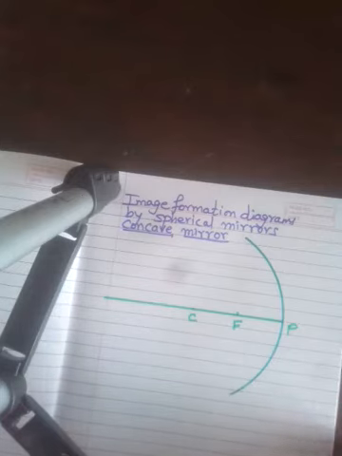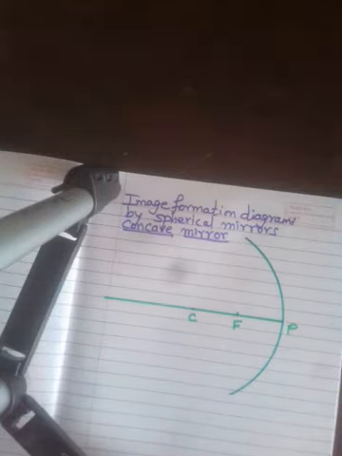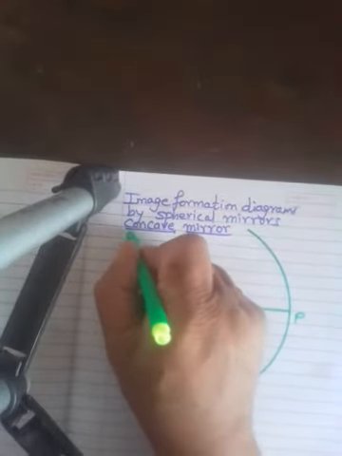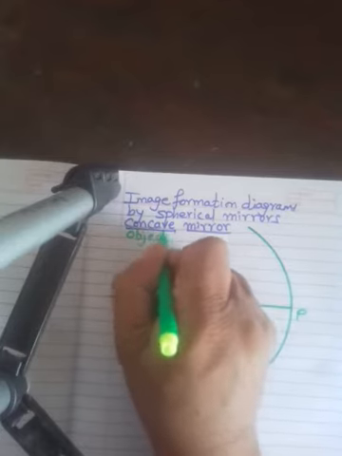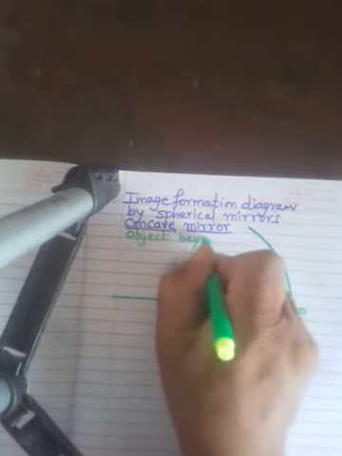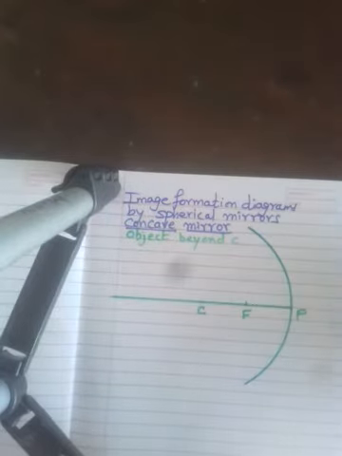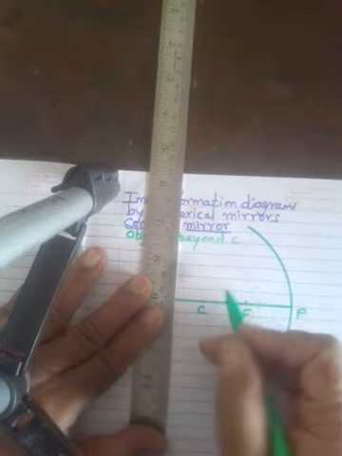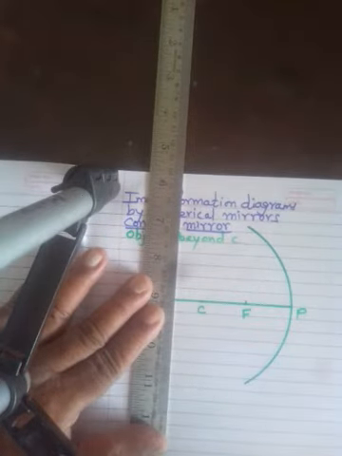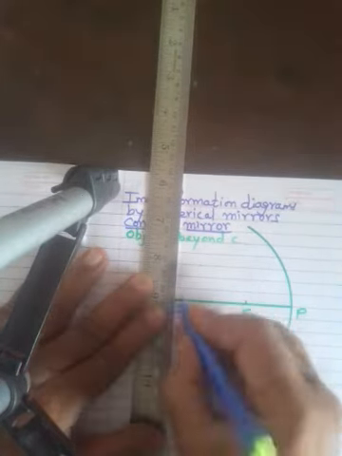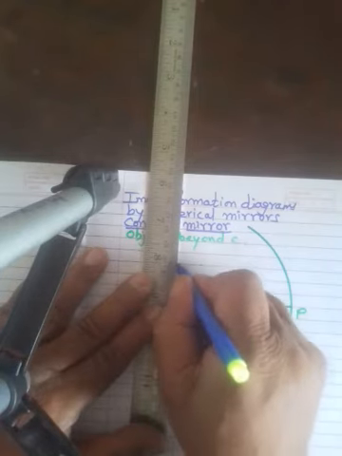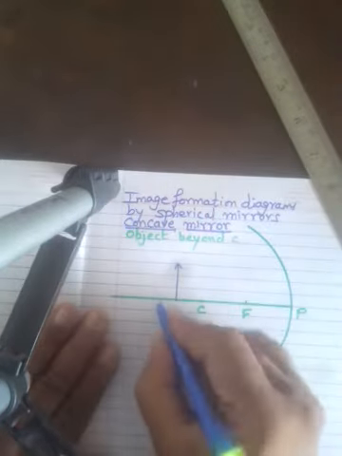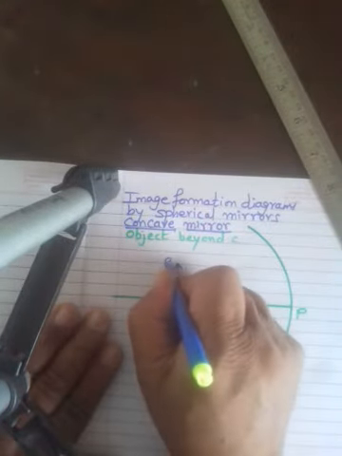Now we will draw the image formation diagram for a concave mirror when the object is beyond C. So I will write that the object is kept beyond C. Beyond C means away from C, this side. So on this side I will draw one object, and I will mark this object as AB.